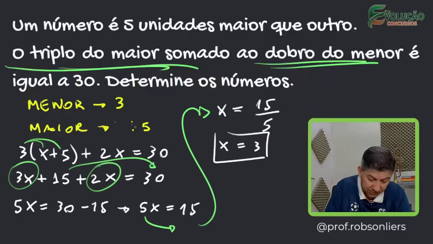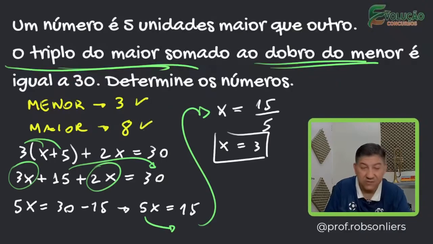I'll write it here. Let me erase this. I'll write it here. The largest one is 8. So, the numbers are 3 and 8. Who got this? You got the problem right. Awesome, right? If you solved it differently, let me know in the comments.